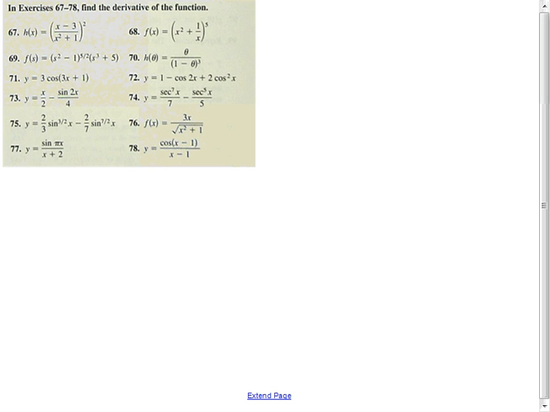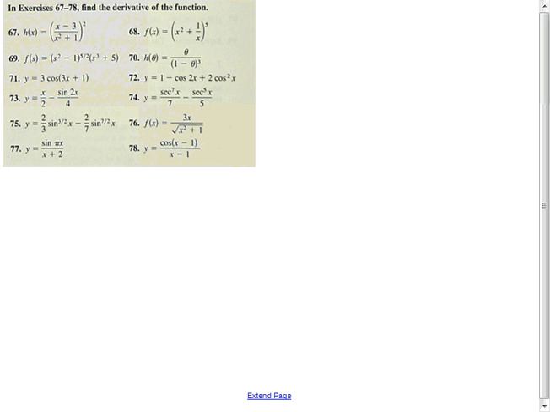All right, let's do number 67. We're supposed to find the derivative of the function. First thing we always need to do is decide what rule we're going to be using. So we need to look at this problem and decide, is it a power rule, is it a product, is it a quotient? Now while number 67 does have a quotient in it, it's a power rule problem because that quotient is being raised to a power. So at the largest level, we have a function raised to a power.